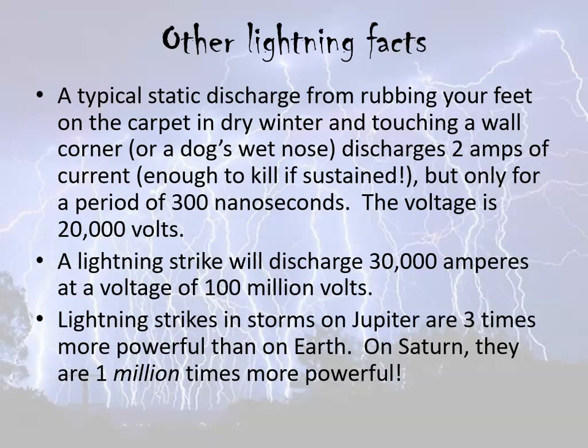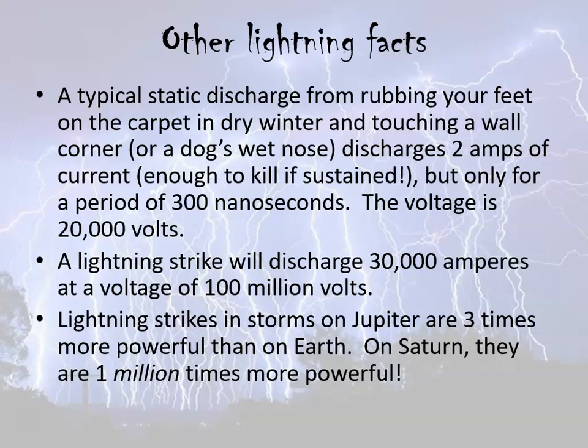Now, speaking of static electricity, you can produce lightning yourselves. Every time you zap a wall when it gets cold and dry during the winter, that is static electricity, and that's basically just a small form of lightning. A typical static discharge, depending on how strong it is, is between about 20,000 and 40,000 volts. And it's actually quite a large amount of current. It's about 2 amps of current, which would be enough to kill a person easily if that amount of current was sustained. In fact, even just a fraction of an amp is enough to kill a person.